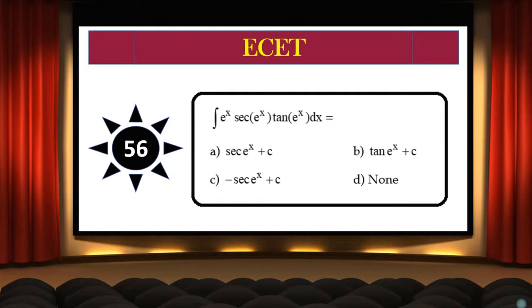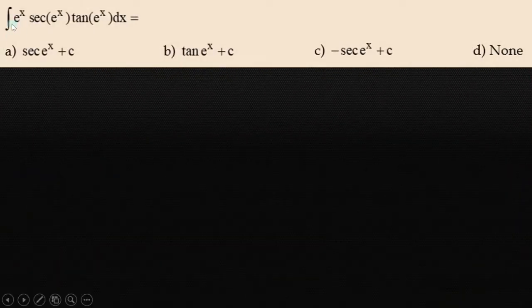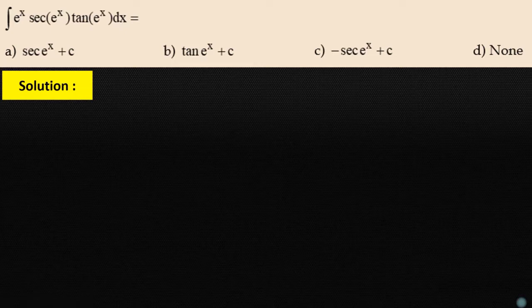Dear students, see the question number 56. Read the question and write it. The question is integral e power x into secant of e power x into tan of e power x into dx is equals to. Let us find this. Integral e power x into secant of e power x into tan of e power x into dx.